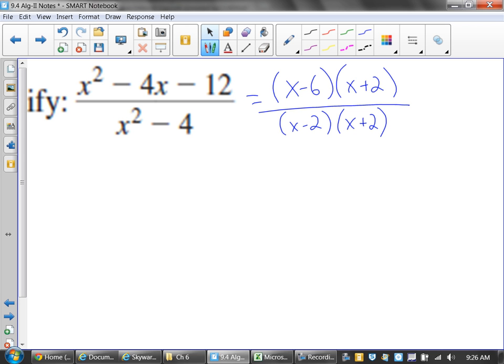Now, can I simplify those two? Can I basically cross them off? Can I simplify over multiplication? Can I simplify over addition? No, that's what you guys like to do, and you're always wrong. And you're done. Your answer is x minus 6 over x minus 2. And you've simplified it out.